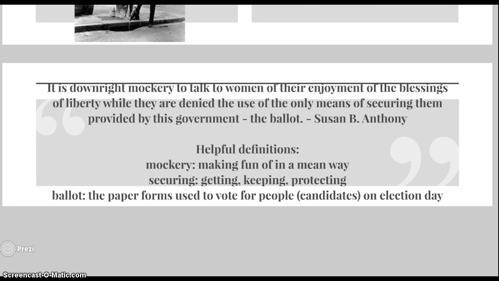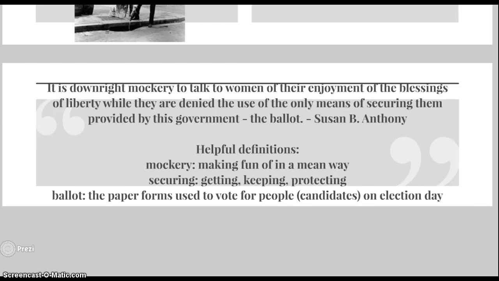Finally, I would like you to take the time to respond to this quote. "It is downright mockery to talk to women of their enjoyment of the blessings of liberty, while they are denied the use of the only means of securing them provided by this government, the ballot." Susan B. Anthony gave this quote in a speech, and it would be wonderful if you could respond to it on your piece of paper in reflection and explain what she means.